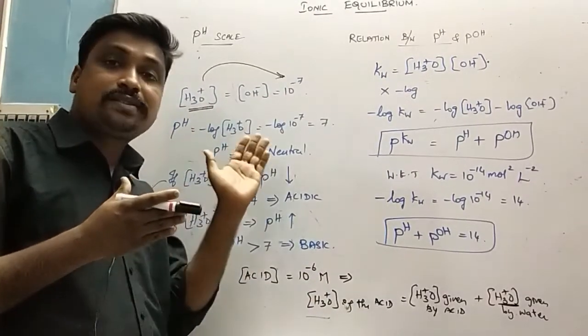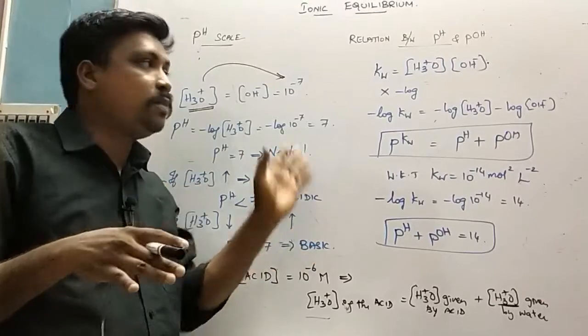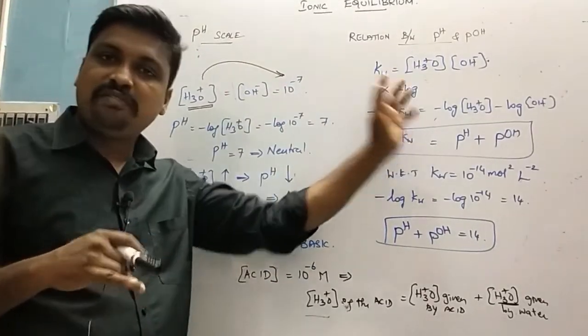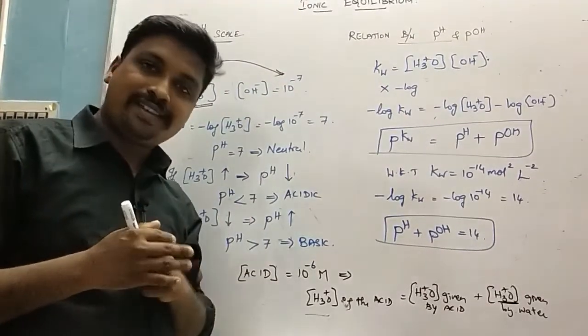Okay. So this is the main thing about the pH scale and also the relation between pH and pOH. Hope you all understand. Thank you.